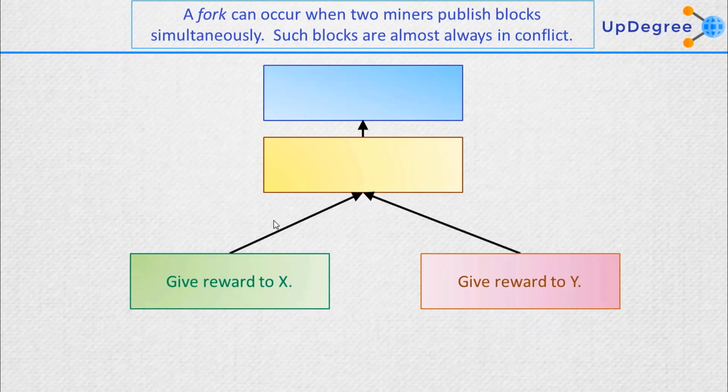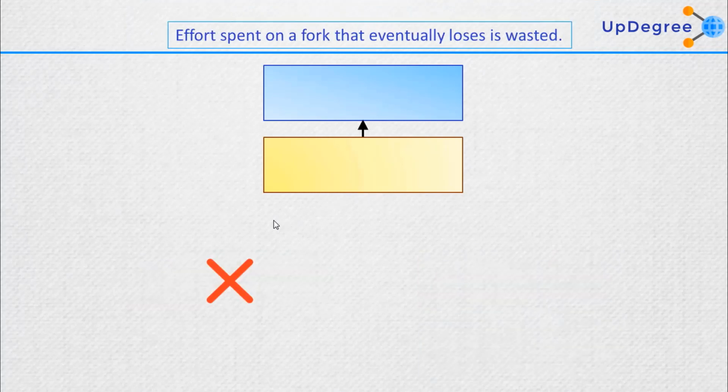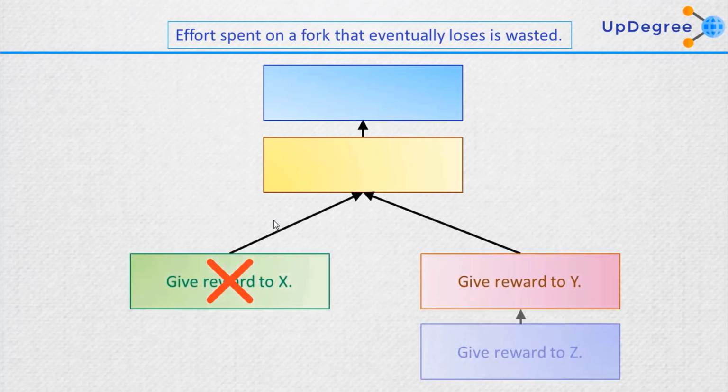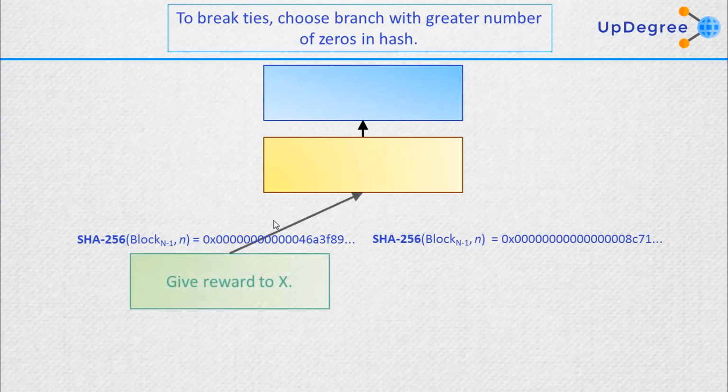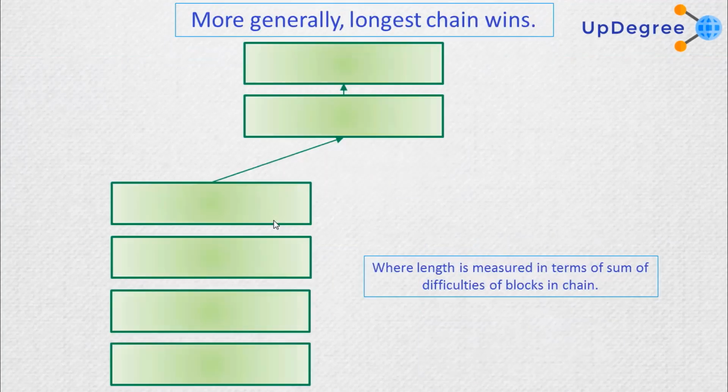When you have two miners, make sure that the reward to X or the reward to Y depends on who is doing less wastage on the forking. And you can give a reward to Z in case the block is already mined by Y, and then depending on the number of zeros, you can conclude who is the right one to give the reward. But the general assumption is that the longest chain wins in the blockchain.